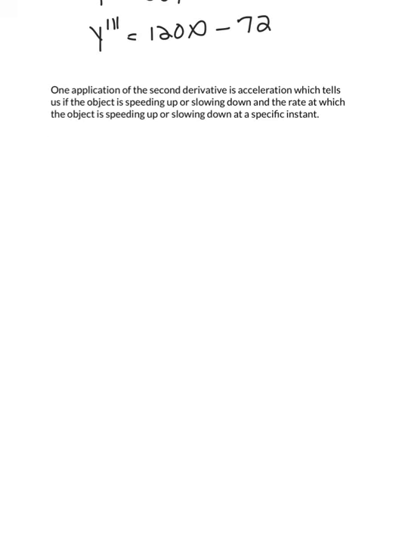One application of the second derivative is acceleration, which tells us if the object is speeding up or slowing down and the rate at which the object is speeding up or slowing down at a specific instant.